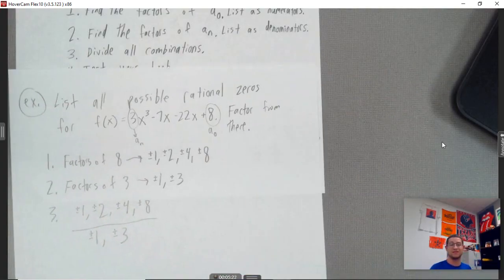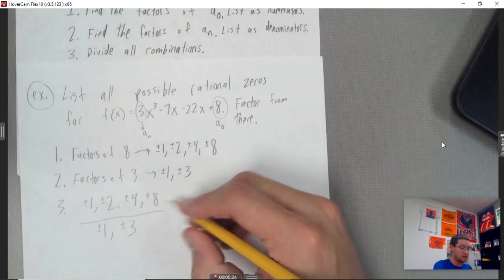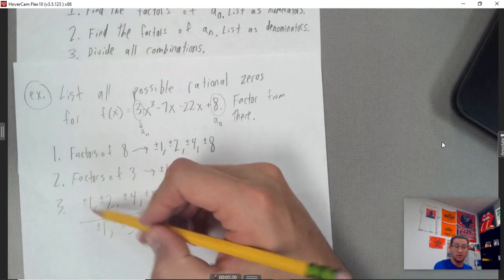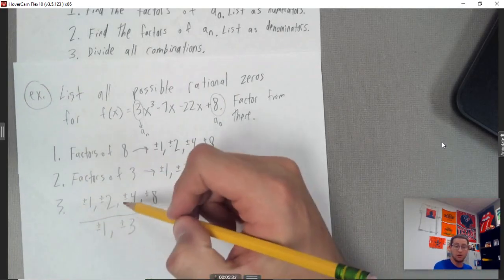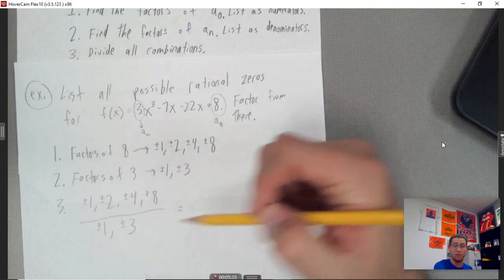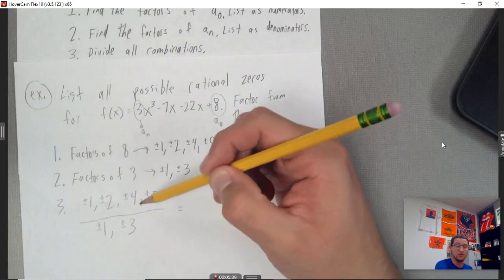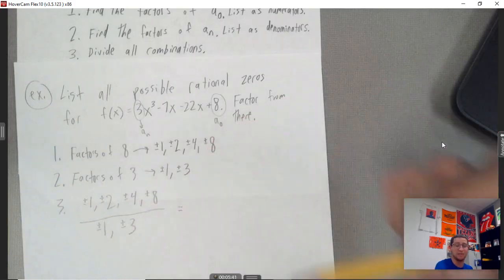So step 3 says divide all combinations. Now I'm going to list all of my combinations, dividing each of these. For example, I divide 1 by 1, 2 by 1, 4 by 1, 8 by 1. And I'm going to do the same thing with 1 divided by 3, 2 divided by 3, 4 divided by 3, and 8 divided by 3.